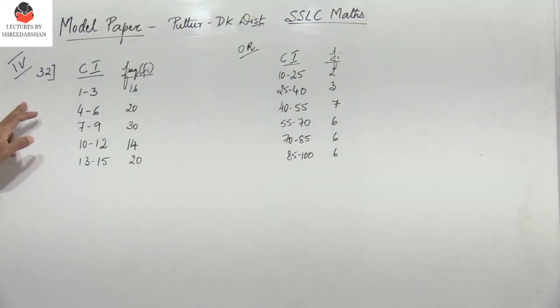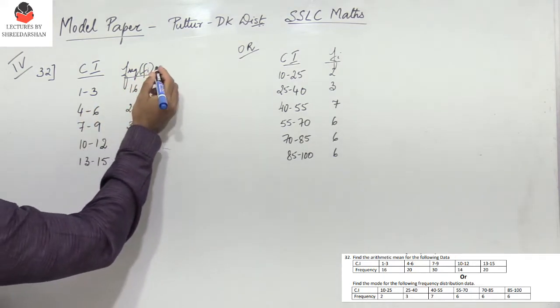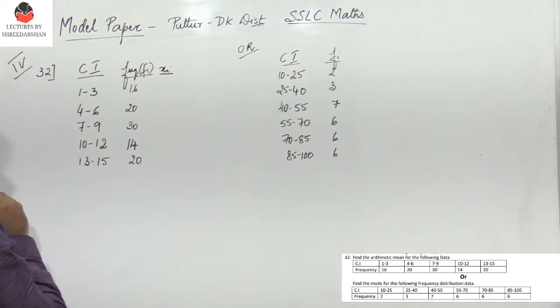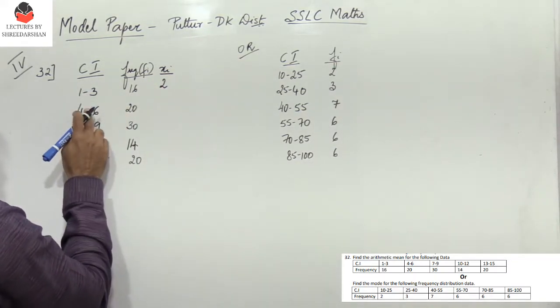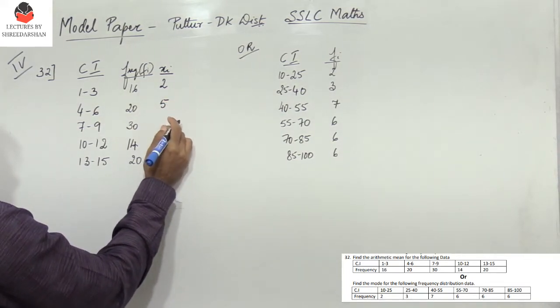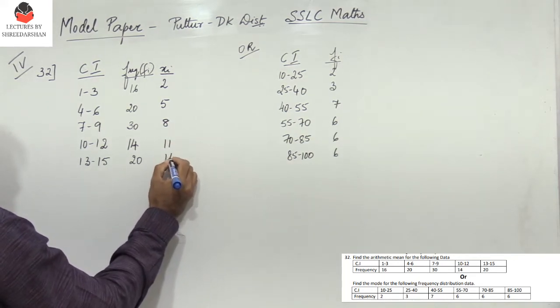So question 32, you have an internal choice. So the first one is find the arithmetic mean. So this is the class interval and the frequency. So to find the arithmetic mean, I need to find xi. And what is xi? Lower limit plus upper limit by 2. So 1 plus 3 by 2 is 2. 4 plus 6 by 2 is 5. So go on adding 3, right? So 8, 11 and 14.